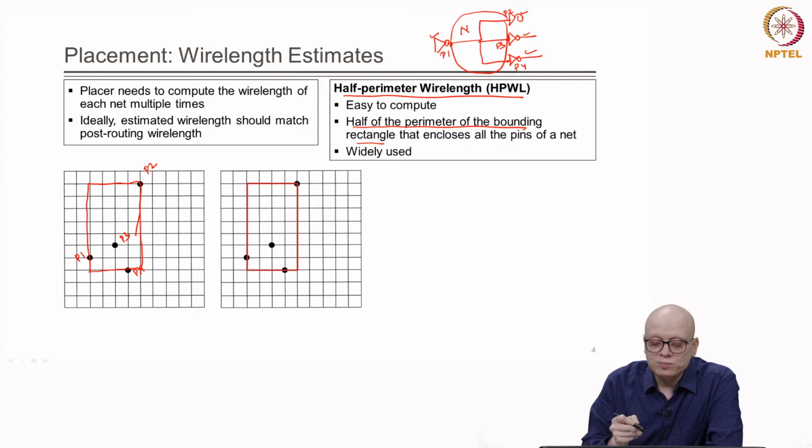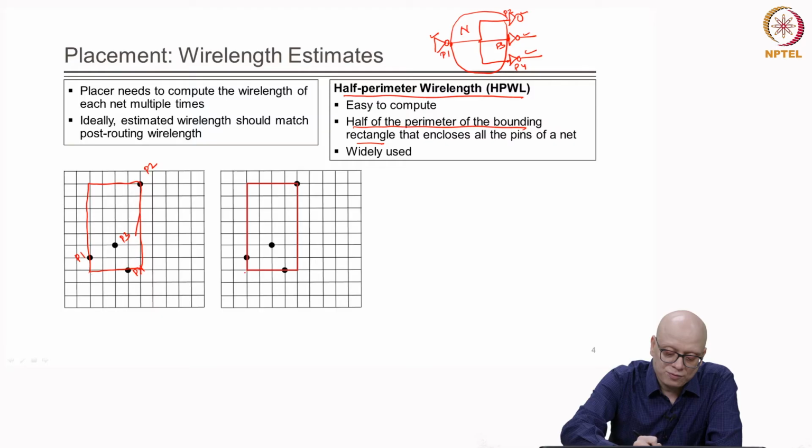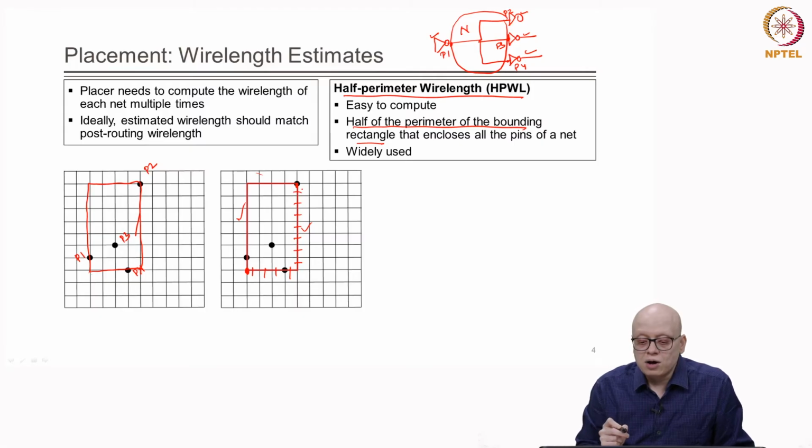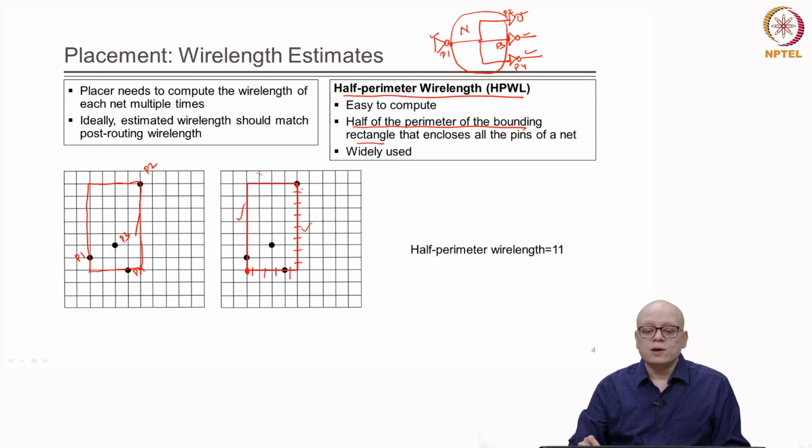Now, for this bounding box we compute the half perimeter. Half perimeter means that if we count from here to here, either this path or this path, it will give the same length. So, we count it: 1, 2, 3, 4, 5, 6, 7, 8, 9, 10, 11. So, the semi perimeter or half perimeter wire length estimate for this net N is 11. This is how the wire length estimate can be made for a given net.